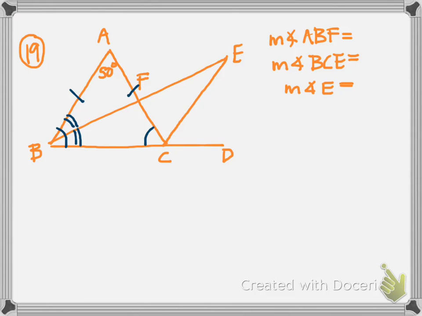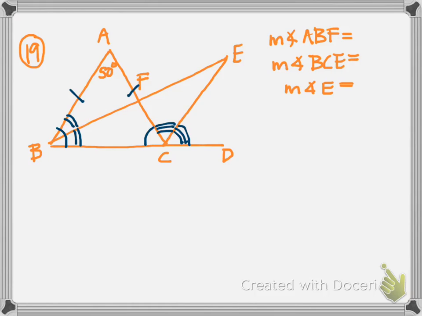We also know that CE bisects angle FCD, so these two halves of angle FCD are going to be congruent. And we know that the measure of angle A is 50 degrees. So the first thing we need to figure out is the measure of angle ABF. ABF was half of the base of that isosceles triangle.